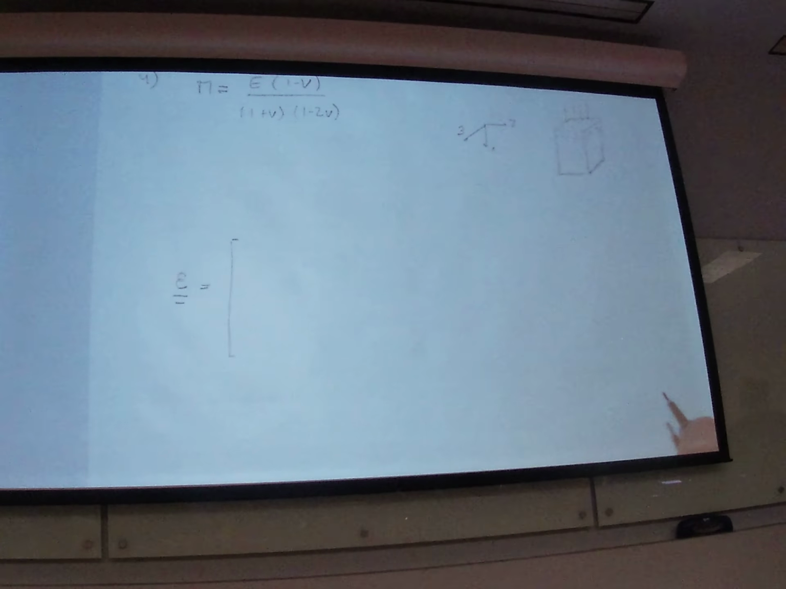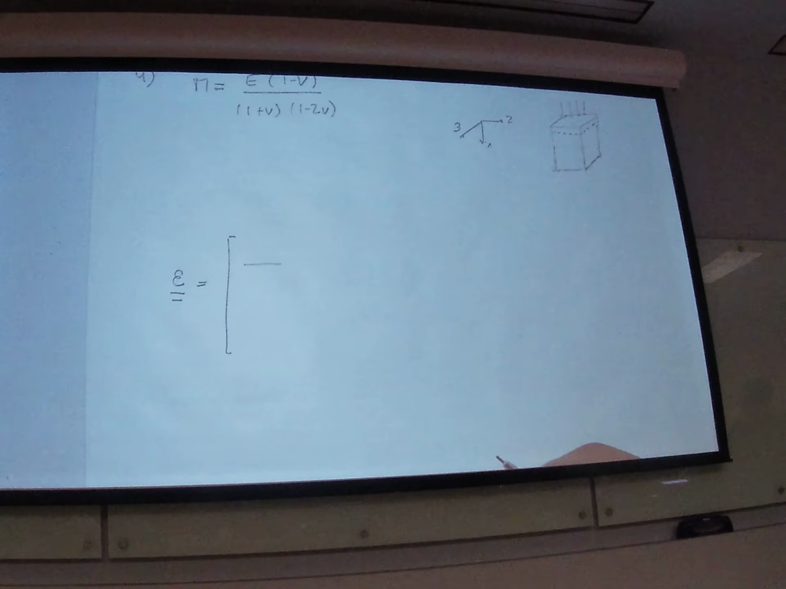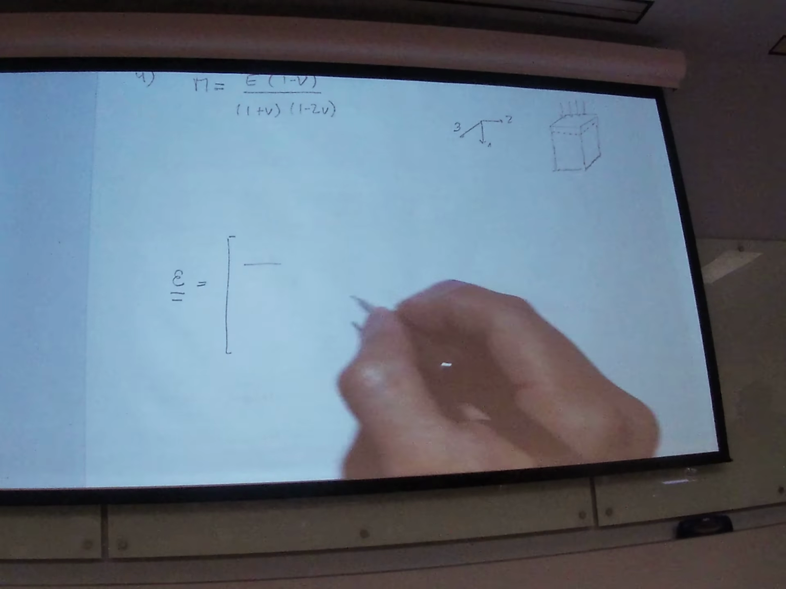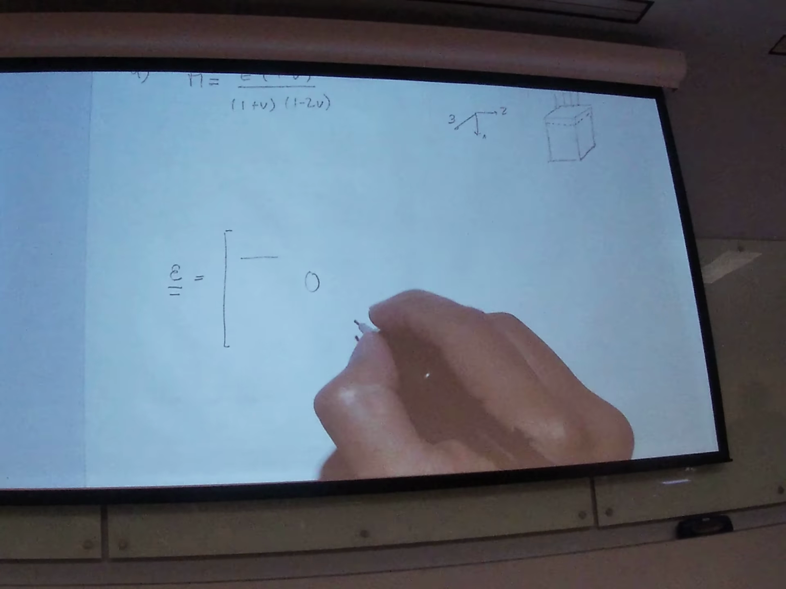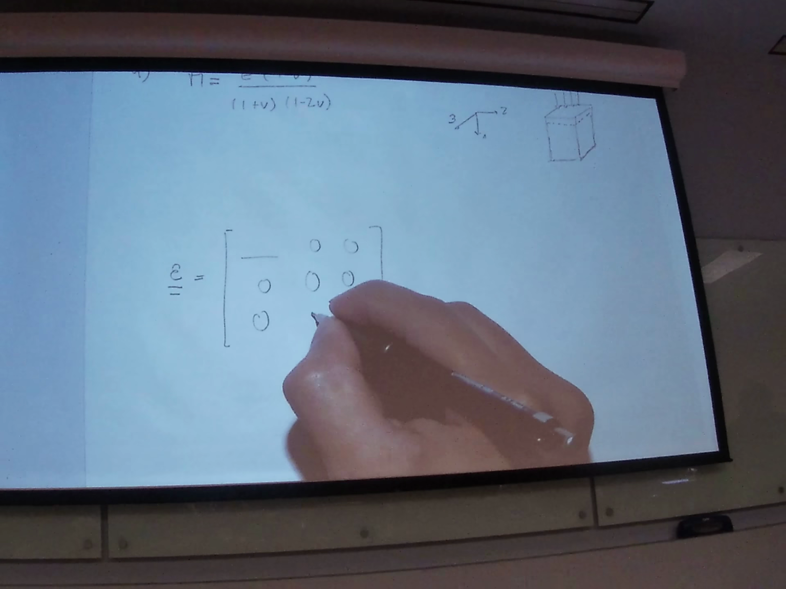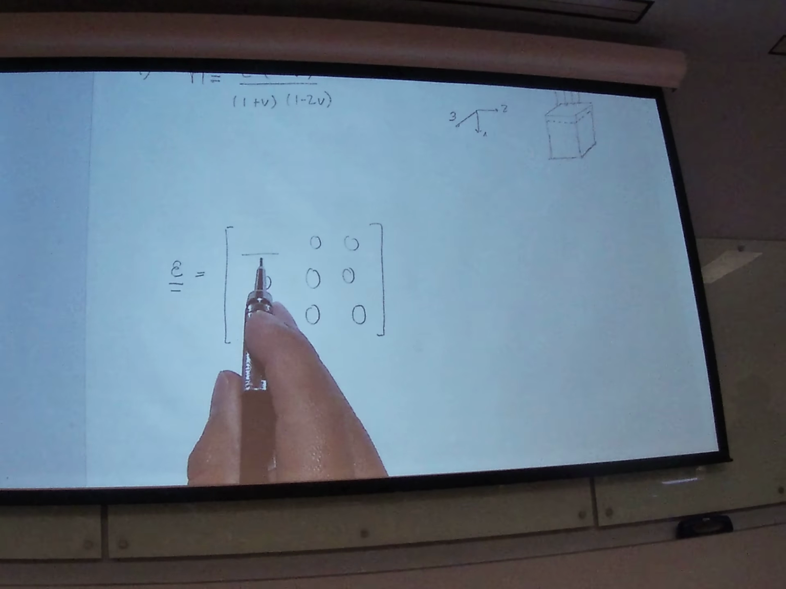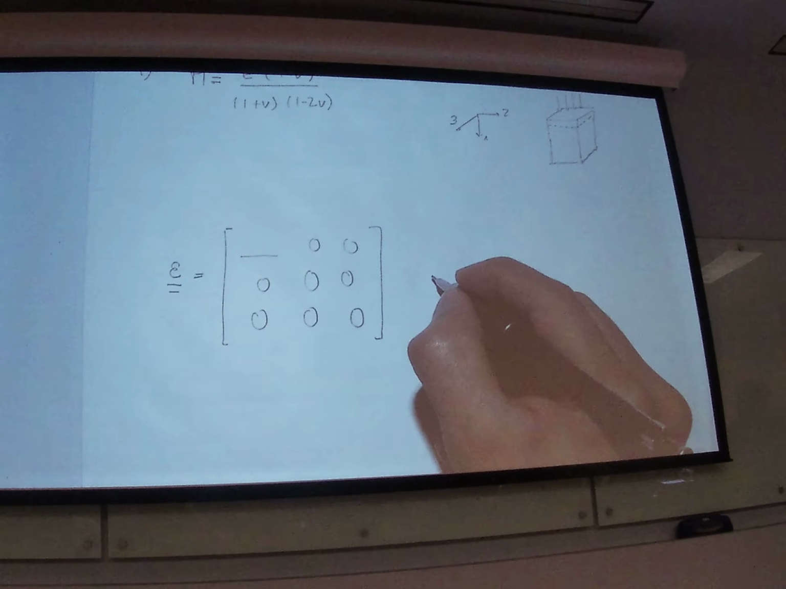Because of that, you're going to have a non-zero value here, okay? But epsilon 2, you can see over here, is 0. Epsilon 3 is going to be 0, too. And the shear strains are going to be 0 as well. But this value is not going to be 0. Okay? I want you to tell me what that value is going to be.